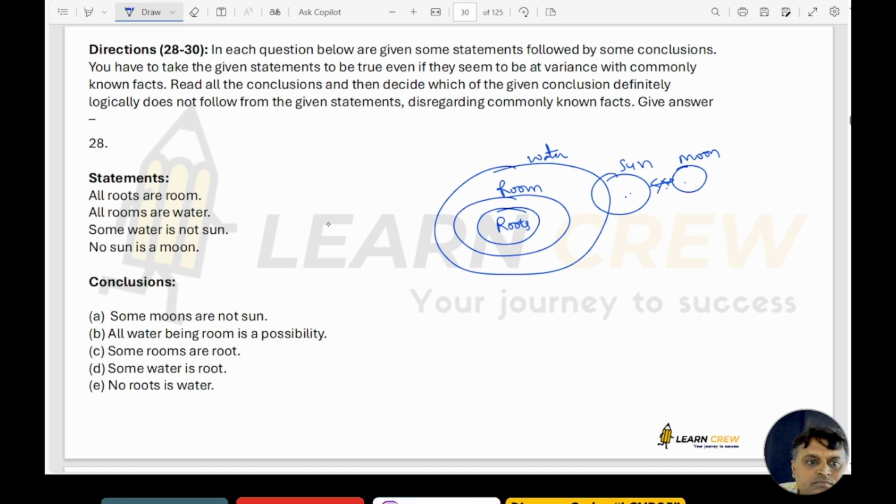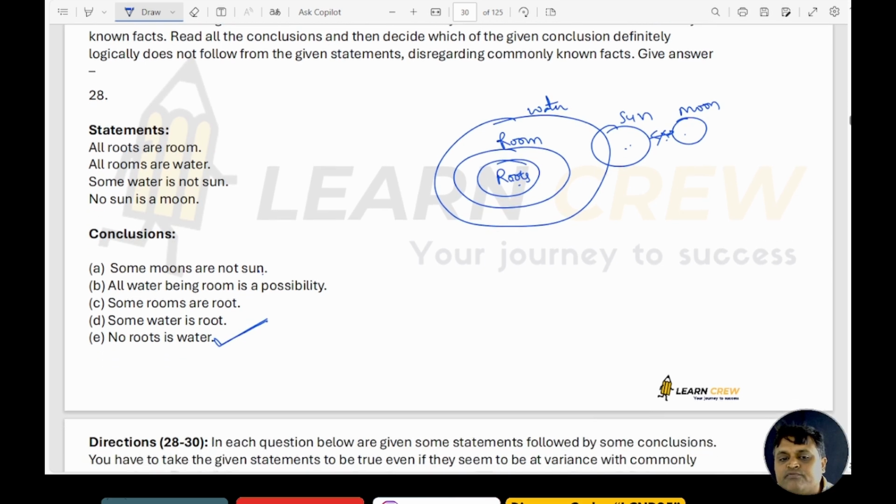No sun is moon means some moons are not sun. It is true. Now what is asked here, please see. Read the following conclusions and decide which of the given conclusions definitely does not follow. All water being rooms is a possibility, it is correct. Some rooms are root, also correct. Some water is root, also correct. No root is water definitely does not follow. We have to answer which does not follow, not which follows.